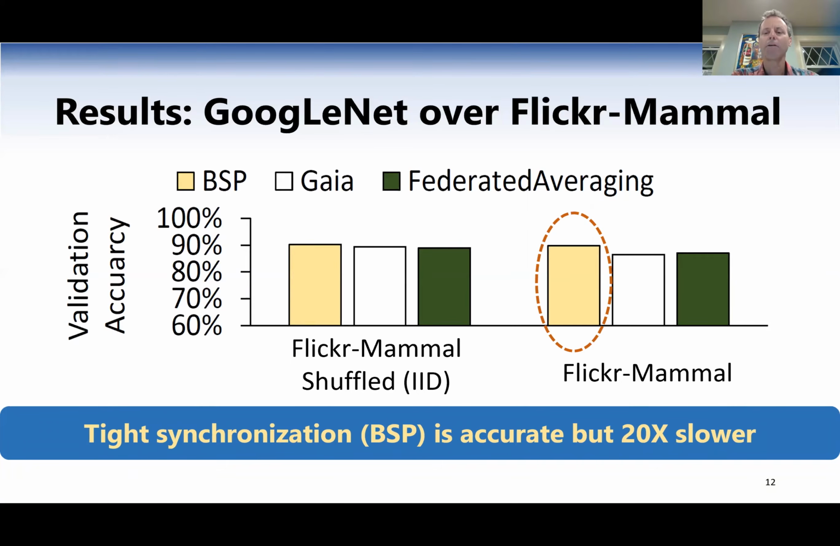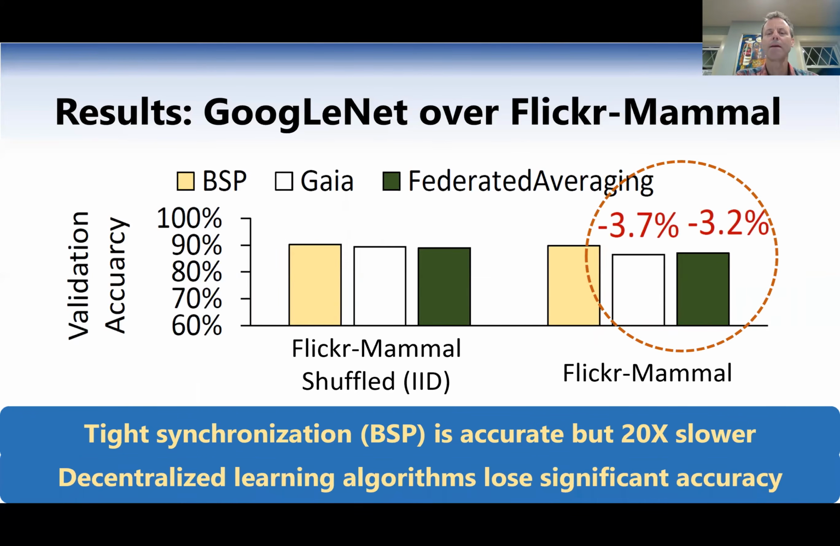Okay, on the right is the real data set. And what we see is that for BSP, which is the tightest of synchronization algorithms, where you exchange gradients after every mini batch, it retains its accuracy for this particular data set and this particular model. But because it's doing such heavy communication and synchronization, it runs 20 times slower than our other two decentralized algorithms. Decentralized algorithms, on the other hand, with their less frequent communication, suffer significant accuracy loss.